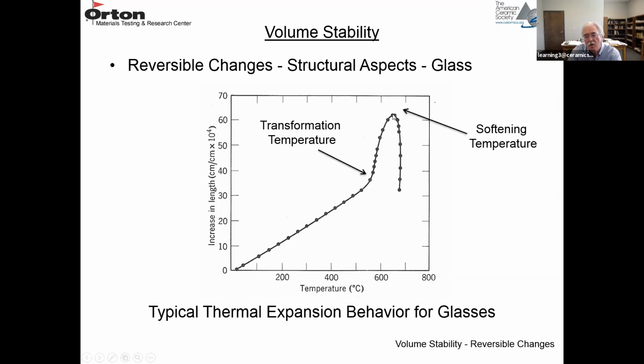At some point, it becomes less viscous and more fluid. That's the softening temperature. And then it starts to shrink because it softens. So glass is one of the phases present in a lot of refractory materials.